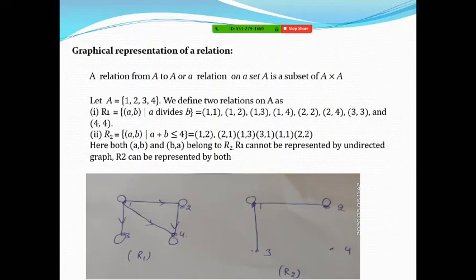Now I'm not taking the quotient as a fractional number. Meaning 3 by 2 is not defined. So it is 4 by 2, which is equal to 2. So in this way R1 contains these elements.